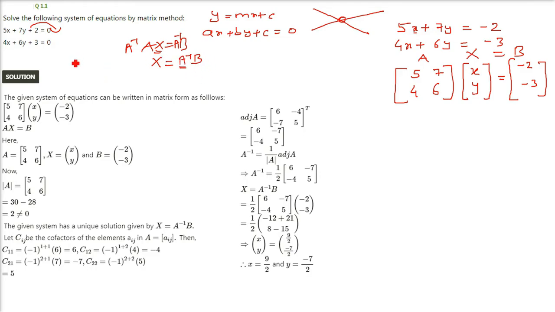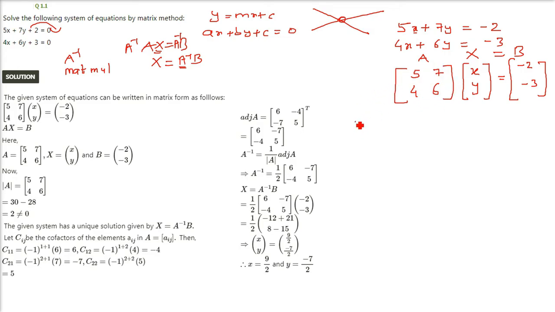So there are various things you need to know. You need to know how to find the A inverse. You need to know matrix multiplication, the transpose, the cofactor. All these are the basics you need to know before even going to solve a system of equations by matrix methods. So we'll multiply this, equate this, and find the solution.